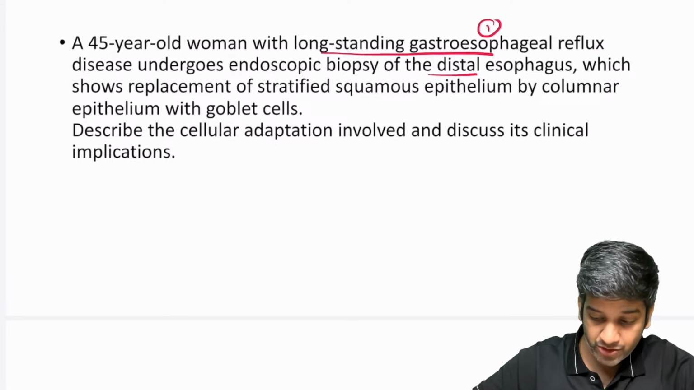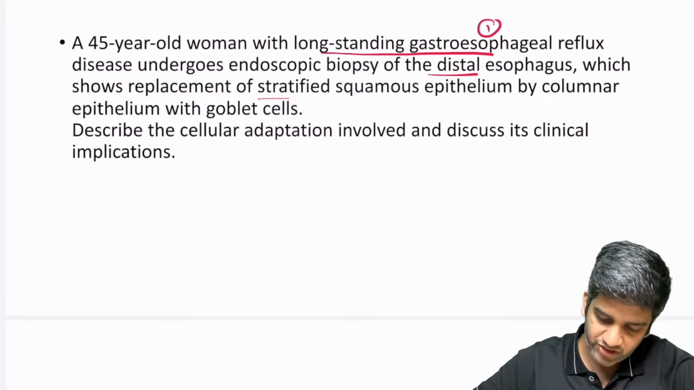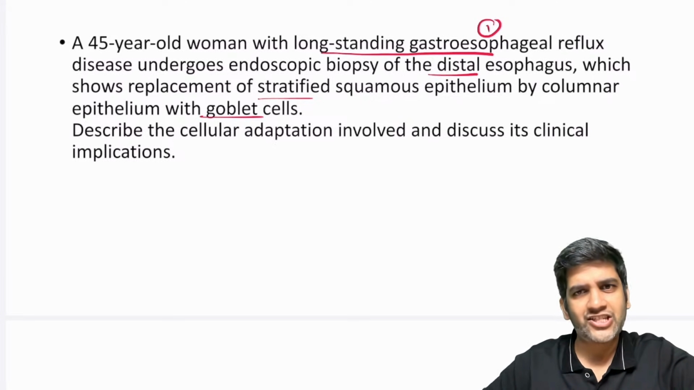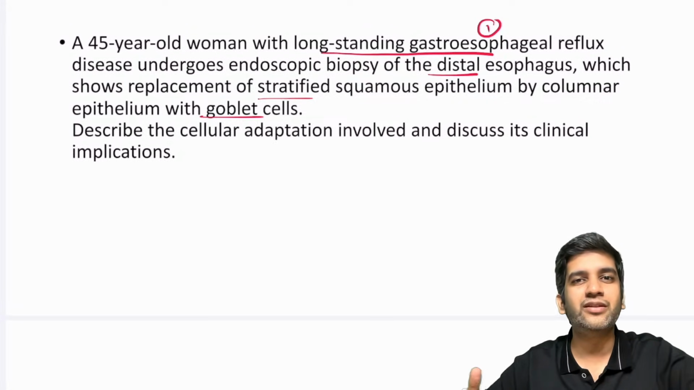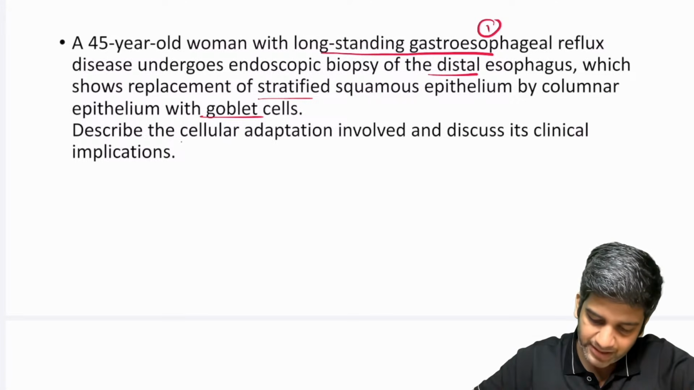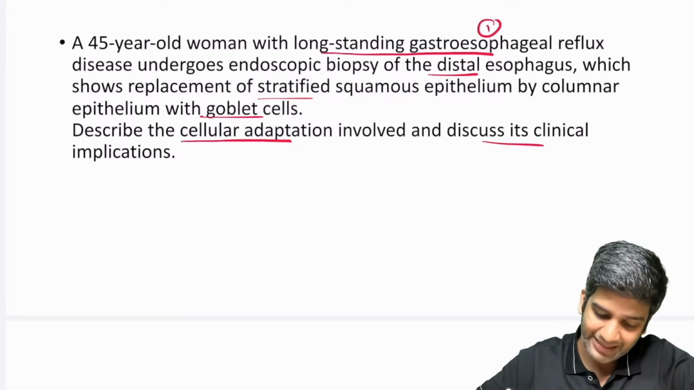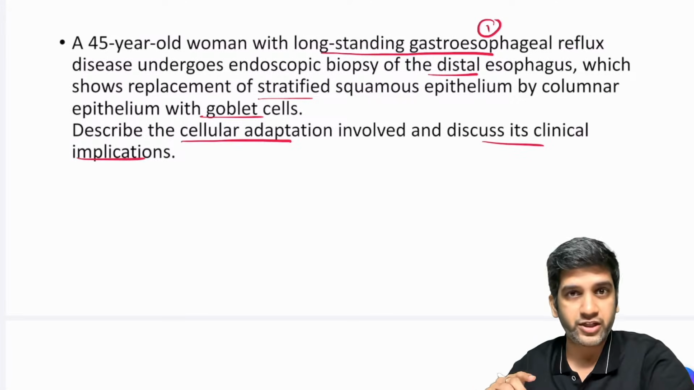Endoscopy of the distal esophagus, second clue for me. Stratified becoming goblet cell is direct, because on endoscopy you must have seen the red velvety esophagus, right? So describe the cellular adaptation involved and discuss its clinical implications. There are two questions here.